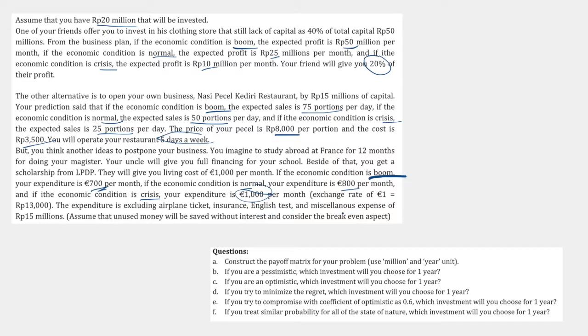We also have to pay a miscellaneous expense of 15 million. And from our unused money from alternatives 2 and 3, the money will be saved without interest, and consider the break-even aspect. Okay, from this case, we were asked to construct the payoff matrix of these three alternatives. And from B to F, we are asked to count the maximax, maximin, and so on.